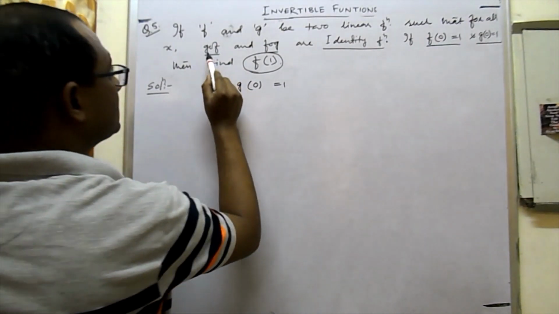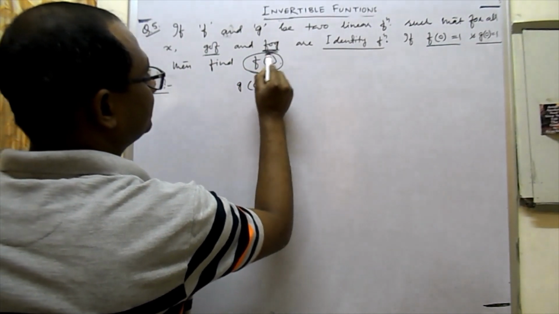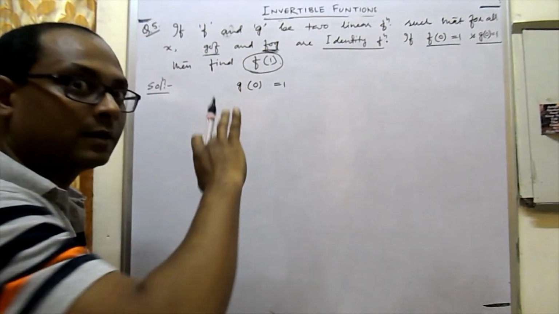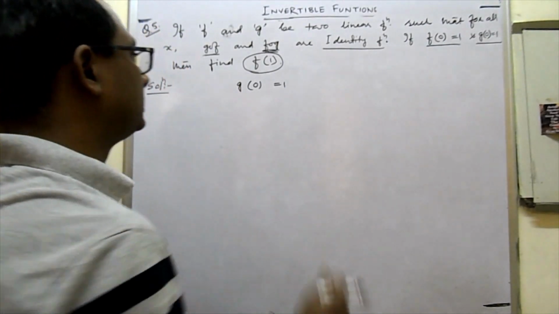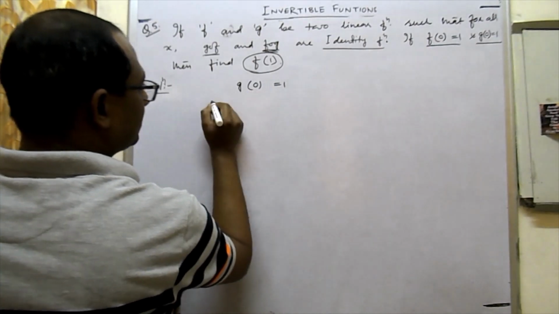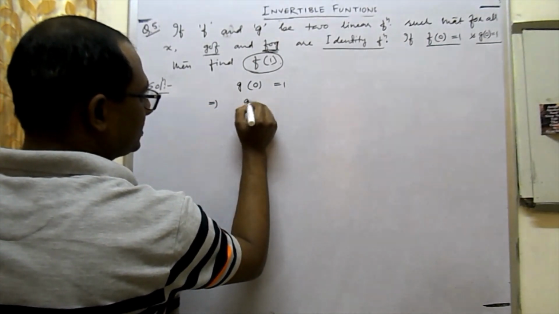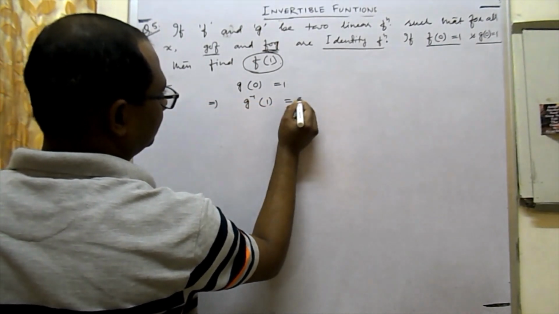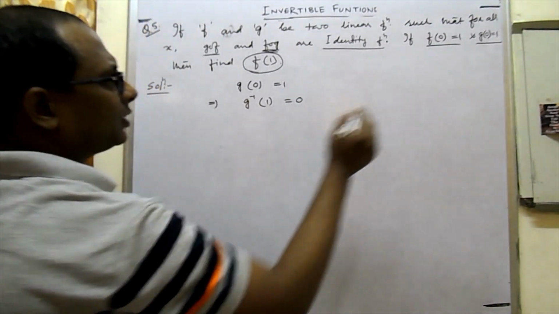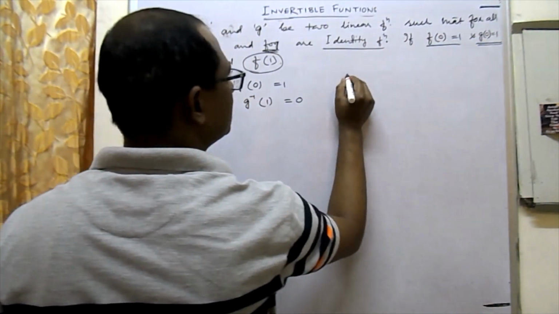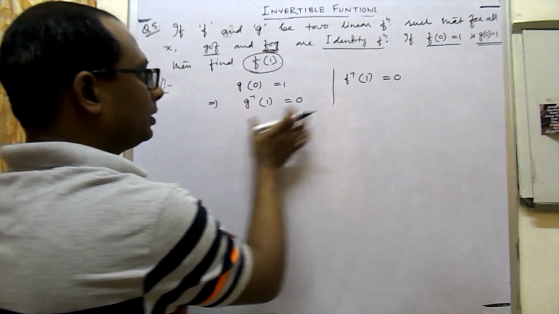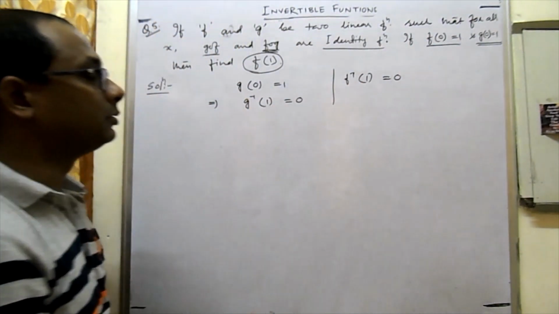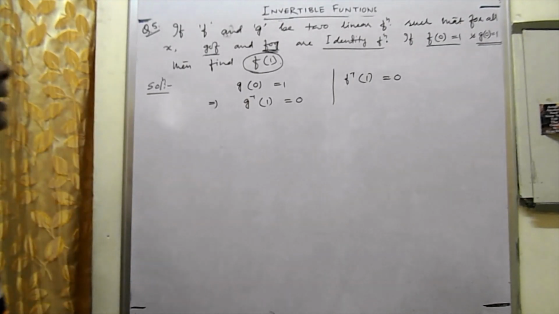One thing we have to notice: z of f and f of z both are given to be identity, that is, f and z both are invertible and both are inverse of each other. So z(0) equal to 1 implies z inverse of 1 will be equal to 0. Similarly, f inverse of 1 is also equal to 0. We are going to use this whenever it is required.